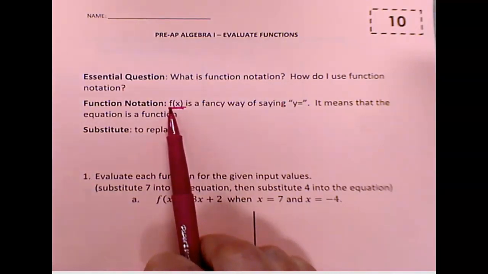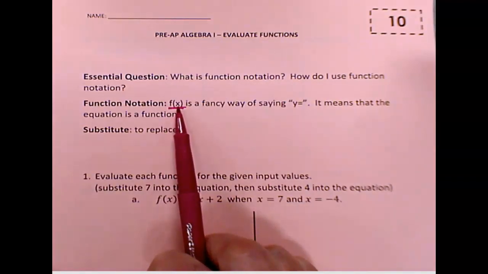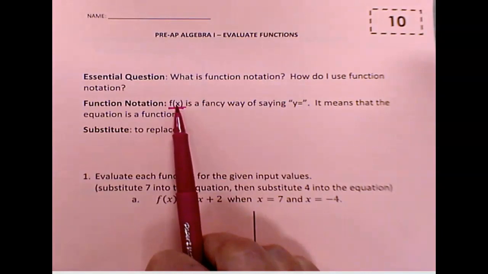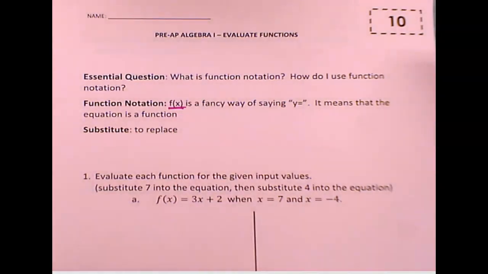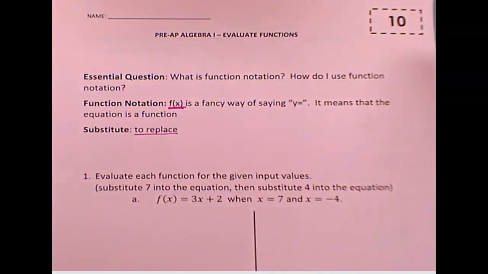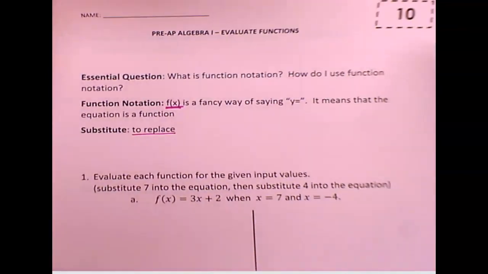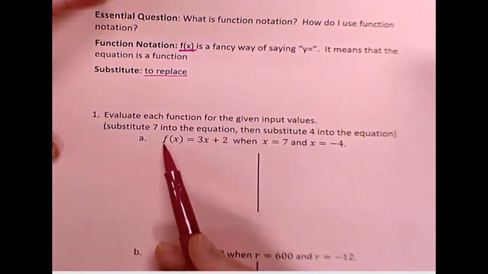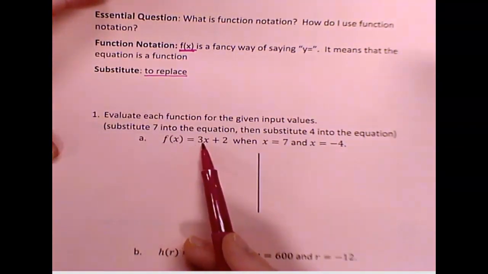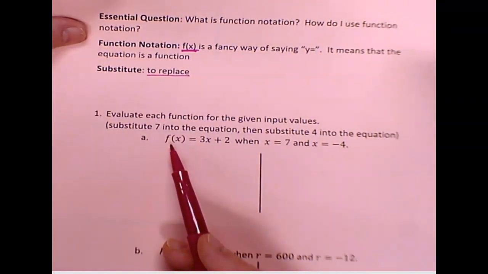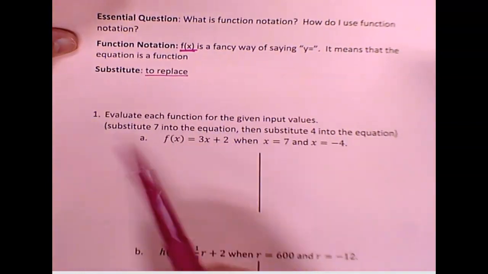It doesn't mean a variable f is multiplied by a variable x. It means there is a function whose name is f that has a variable x that we're going to do something to. What we are usually doing is substituting into the function. Substitute means replacing. So down here in our example, f of x equals 3x plus 2 has the same meaning as if I said y equals 3x plus 2.